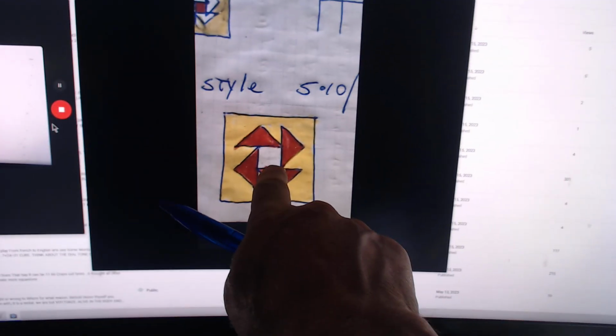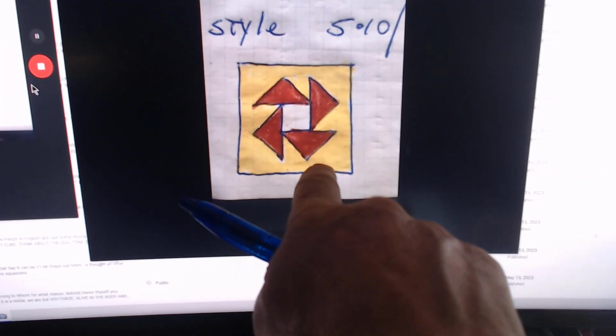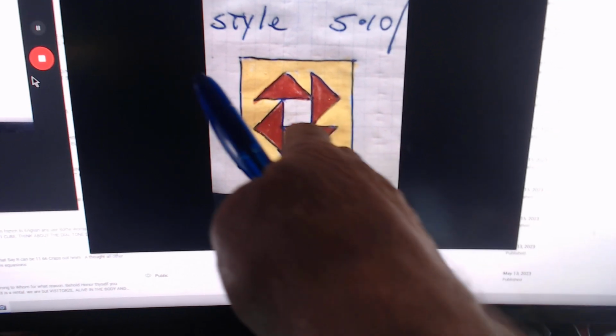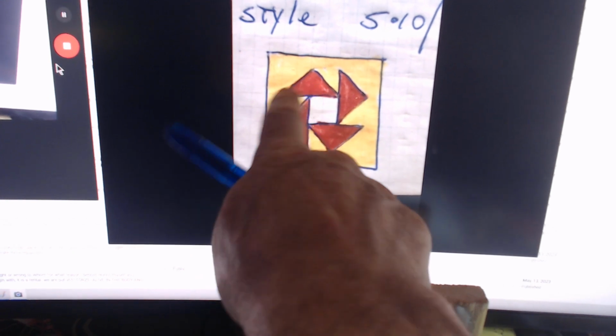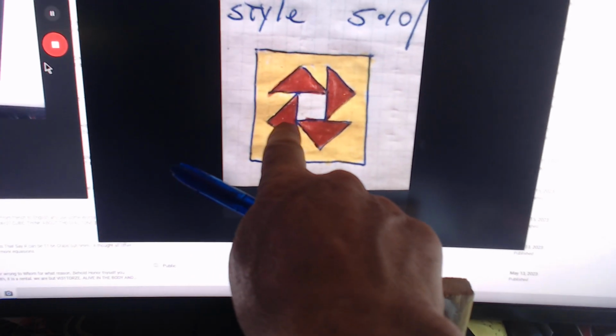So check it out. Is it the letter D? D, D, D, D, 4 Ds? Or is it the number 4? The fourth letter is a D. You split it over here, it becomes 44, 44, 44, 44.